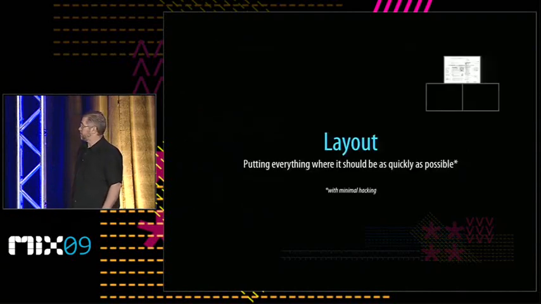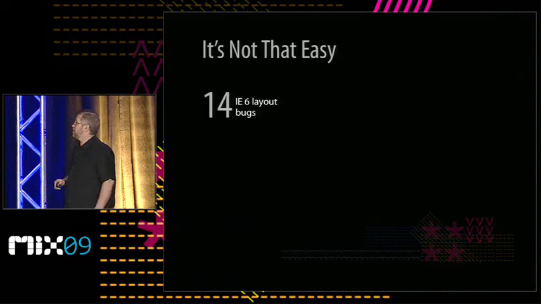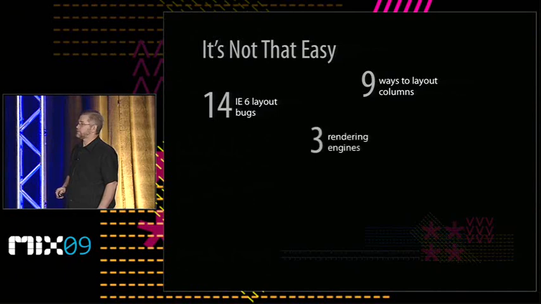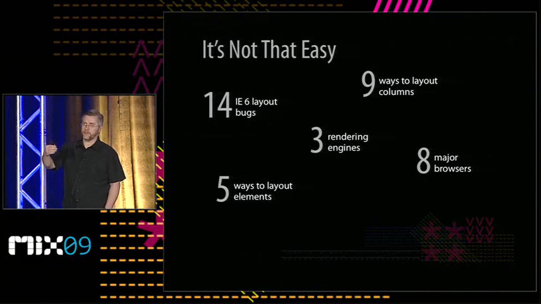So we'll talk about layout first. It's really just about putting everything wherever it should be as quickly as possible, with an asterisk: with minimal hacking. It's not easy because there are at least 14 IE6 layout bugs. There are 9 basic ways, if you look out on the web, for laying out columns. There are 3 different rendering engines, 8 major browsers, and 5 ways within DHTML to lay things out or specify layout.